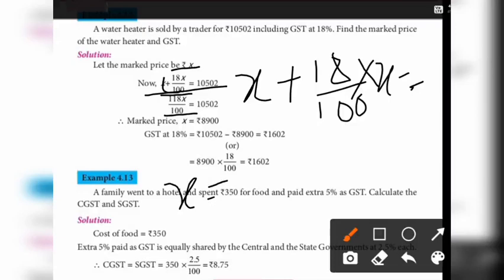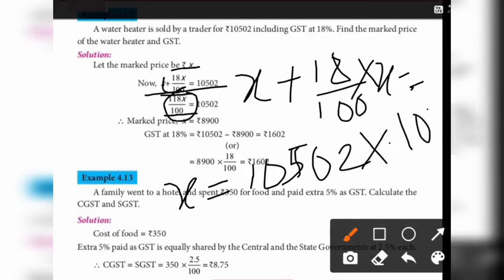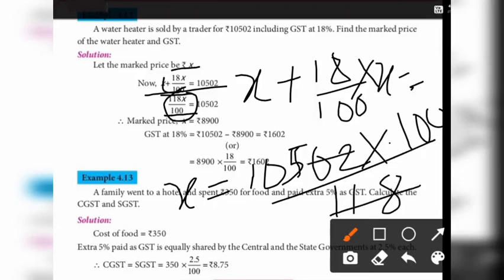X is equal to 10,502. This value transfers to the right side, so it gets reciprocal: 100 divided by 118. In the 118 table, this is 89 times. 89 into 100, 8,900. Mark price X is equal to 8,900.